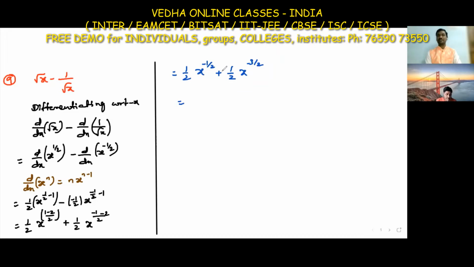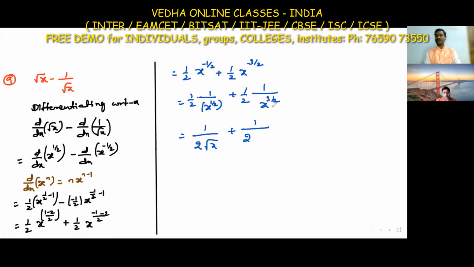If you take from numerator to denominator, it becomes positive. So 1 by 2 into 1 divided by x power plus 1 by 2, and 1 by 2 into 1 divided by x power plus 3 by 2. Finally we can write it as 1 by 2 root x, since power 1 by 2 means root. For the second one, either we can write in the form of root x cube, or otherwise just keep it like that, x to the power 3 by 2. So this is the final answer.